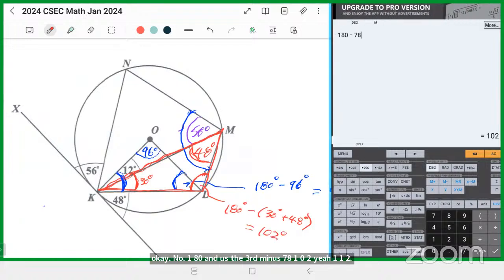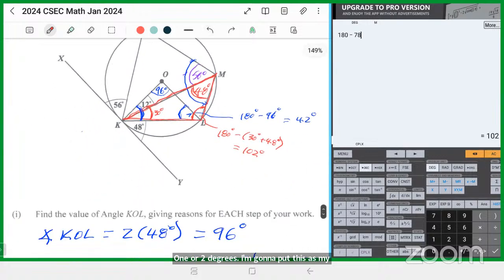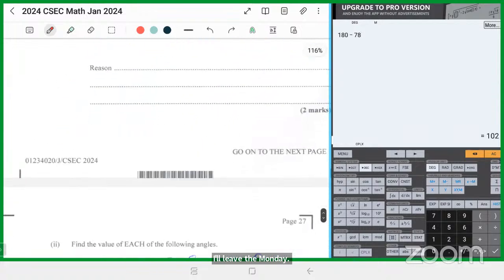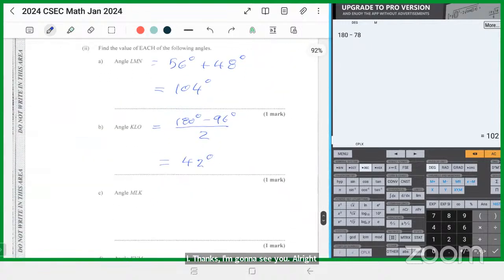102 degrees. So I'm going to put this as my calculation and leave the diagram marked up like that, so you can examine and see where I got my values from. So I'm going to put 180 degrees minus 30 degrees minus 48 degrees in brackets. That is 102 degrees.